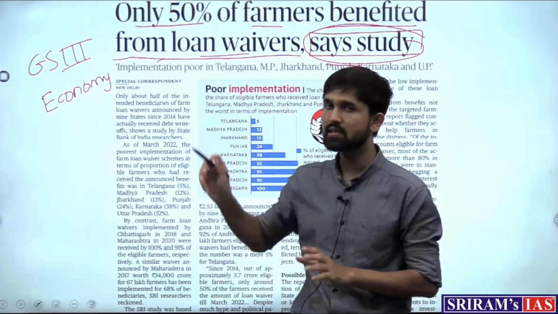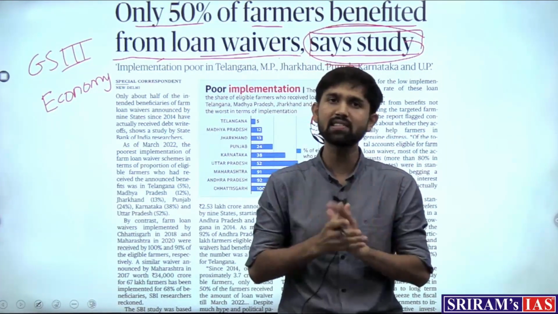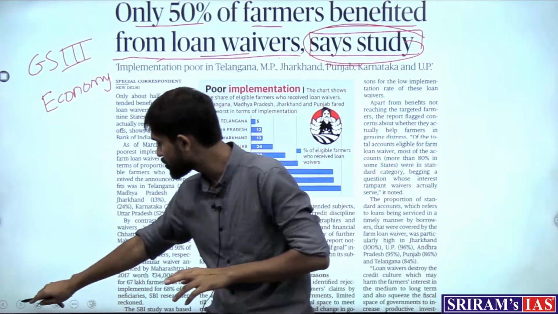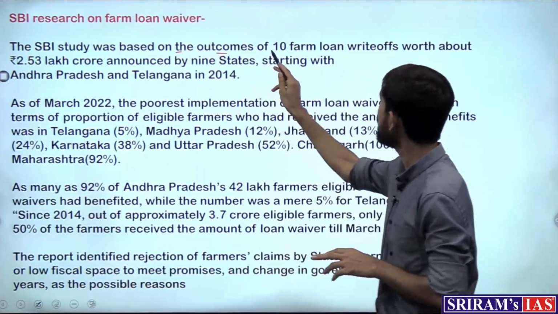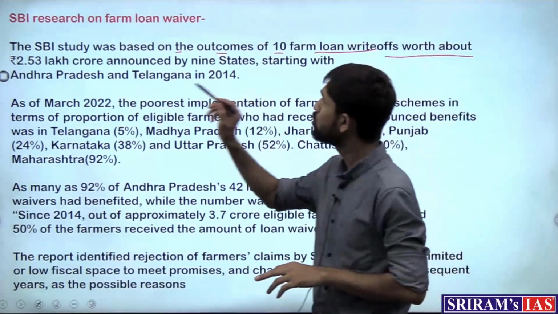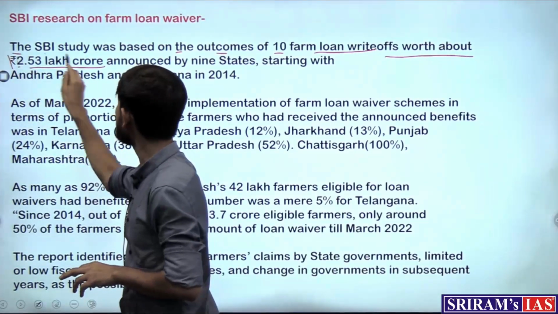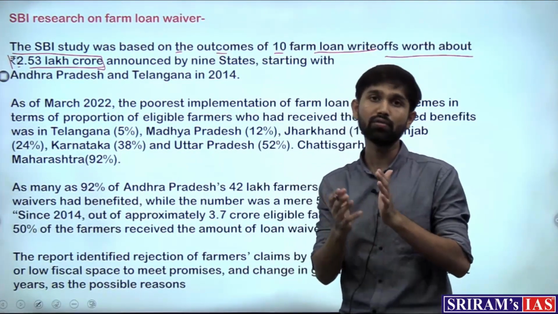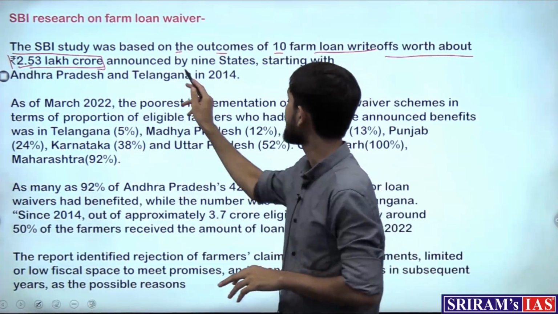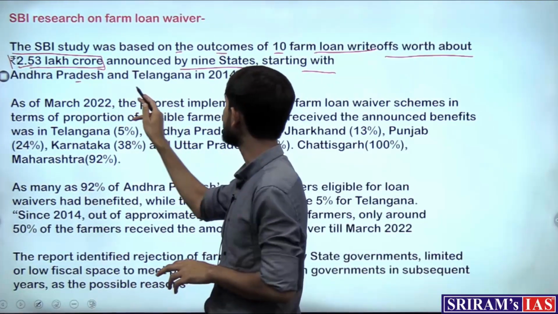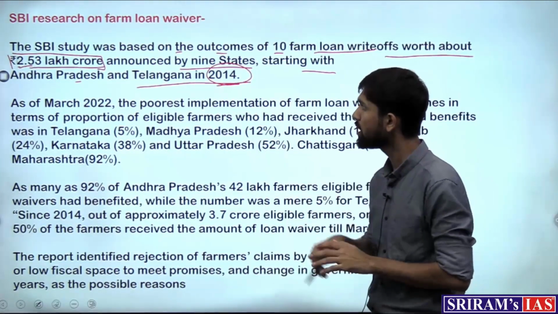So after understanding this, in the past 8 to 10 years, a lot of these farm loan waivers have been granted across many states in the country. So this SBI research report analyzes the effect of these farm loan waivers. So it is based on the outcome of 10 farm loan write-offs worth about 2.53 lakh crore. This gives us an idea of the cumulative amount of the loan exempted or the loan waived by the state and central governments up until now, which amounts to 2.53 lakh crores. Announced by 9 states, starting with Andhra Pradesh and Telangana in 2014. So the report analyzes these loan waivers from the year 2014 for 9 states.